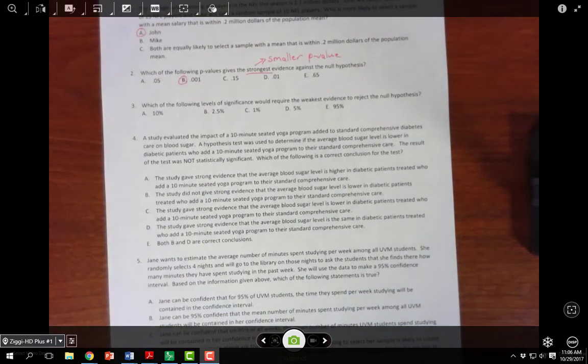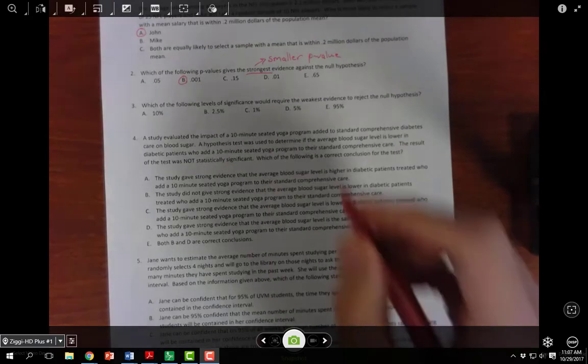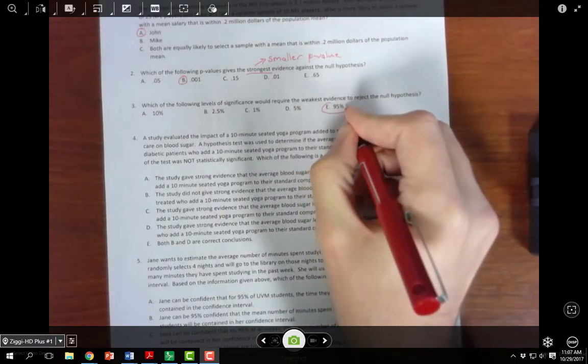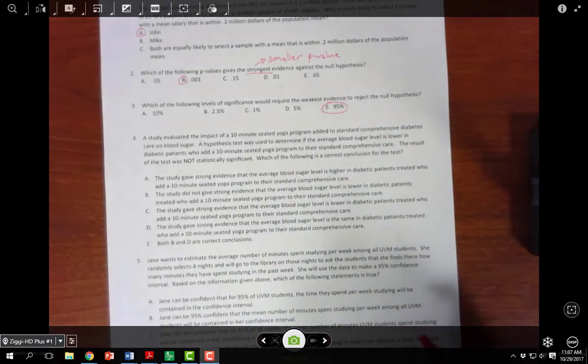Question 3 says, which of the following levels of significance will require the weakest evidence? So our significance level is basically telling us how much evidence, how much different the sample needs to be from the population to convince us that we believe the null hypothesis is wrong. The larger and larger the significance level, the weaker and weaker evidence that we need. So the significance level up here that's the largest is 95%, because all we want to reject the null hypothesis is for our p-value to be less than the significance level. The bigger we make the significance level, the easier it is to have a p-value less than it.